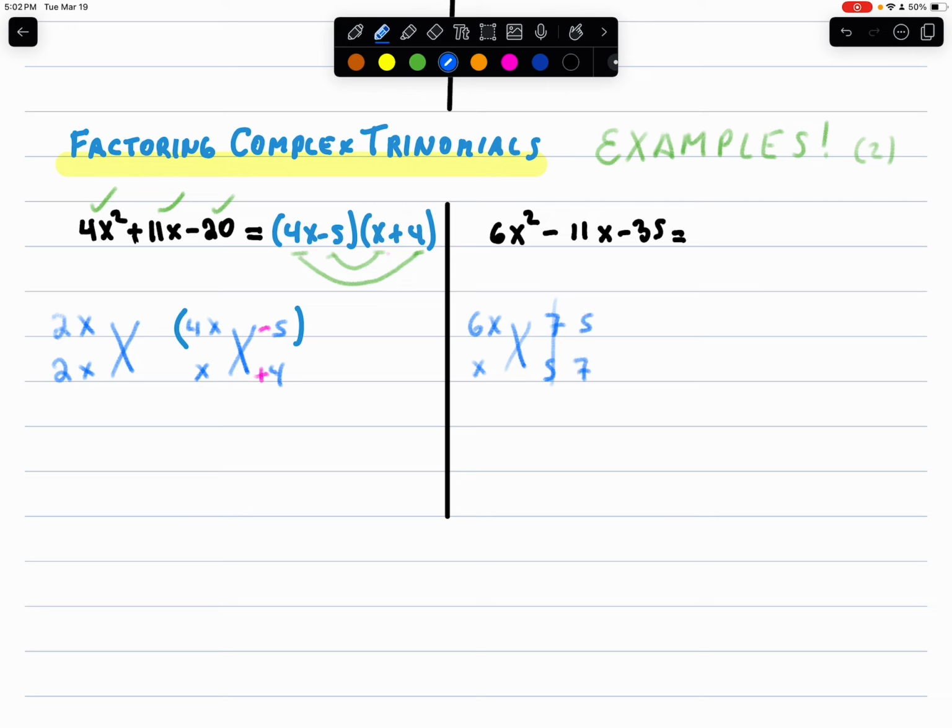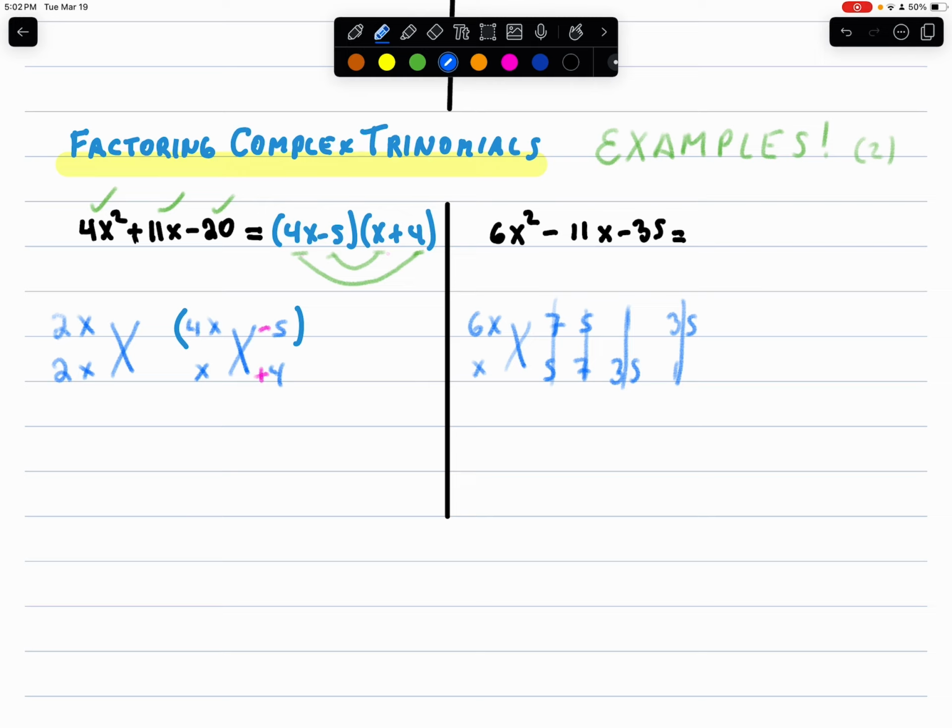So let's try 5 and 7. 6 and 7 is 42, sorry, and with 42 and 5, I can't make 11 either. So what about 1 and 35? Well, this one's definitely not going to work. I don't know what the number is, but it's going to be humongous. 6 times 35 and 1 will not work. What about 35 and 1? So with 6 and 35, I cannot make 11 either. So none of them work.